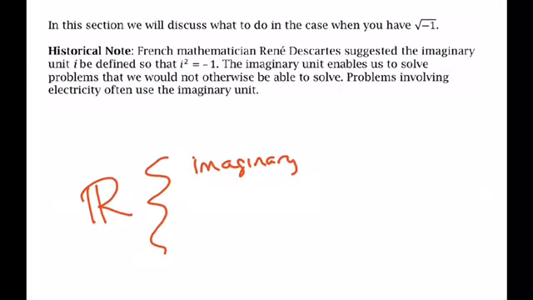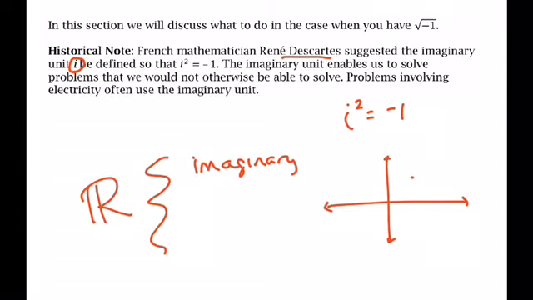French mathematician René Descartes suggested the imaginary unit i be defined so that i squared is equal to -1. So if i squared is equal to -1, that's the only number that you can square and get a negative, because we know before that we can't square anything and get a negative number. And that's true for real numbers. René Descartes, by the way, is also the one that invented the Cartesian coordinate system that we know as our XY axis and being able to graph things with an XY coordinate plane.